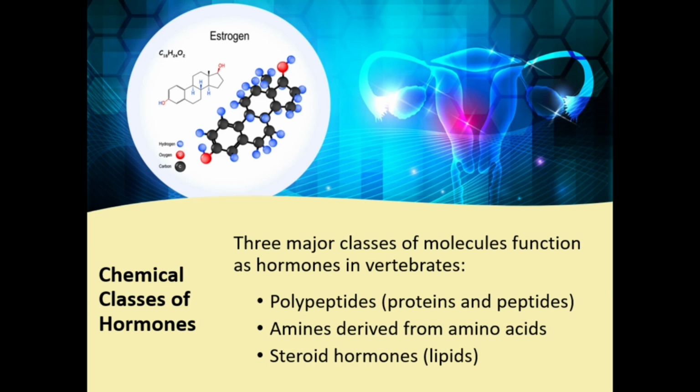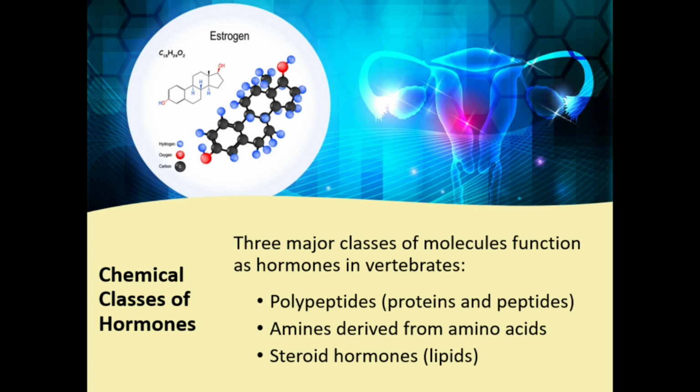So those three classes are polypeptides. So these are both proteins. If you can remember, the difference between a polypeptide and a protein is that a polypeptide is a long chain of amino acids, and a protein is that long chain of amino acids that has then been folded up into a complex and very specific three-dimensional shape. So we can get specific proteins, but we can also just get peptides, so these long chains of amino acids. We can also get amines, so these are derived from amino acids.